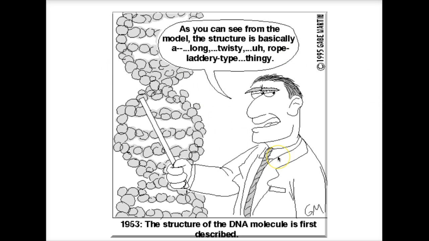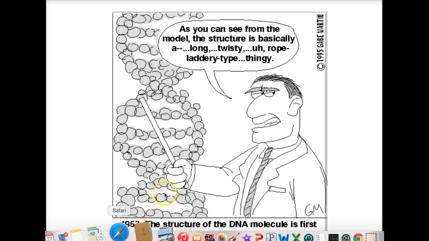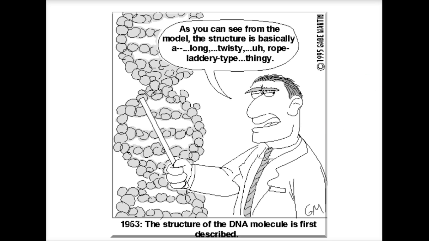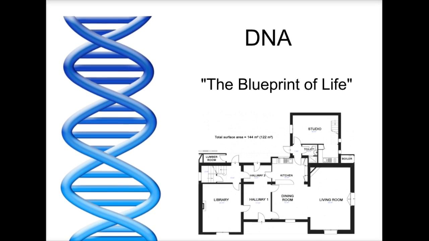So this is a little cartoon of someone describing DNA. It says, as you can see from the model, the structure is basically a long, twisty, ropey, laddery thingy. And, according to this cartoon, this was back in 1953. So hopefully, by the end of this video, none of you will describe DNA as a long, twisty, ropey, laddery thingy, and you'll have a better understanding of exactly what DNA is.